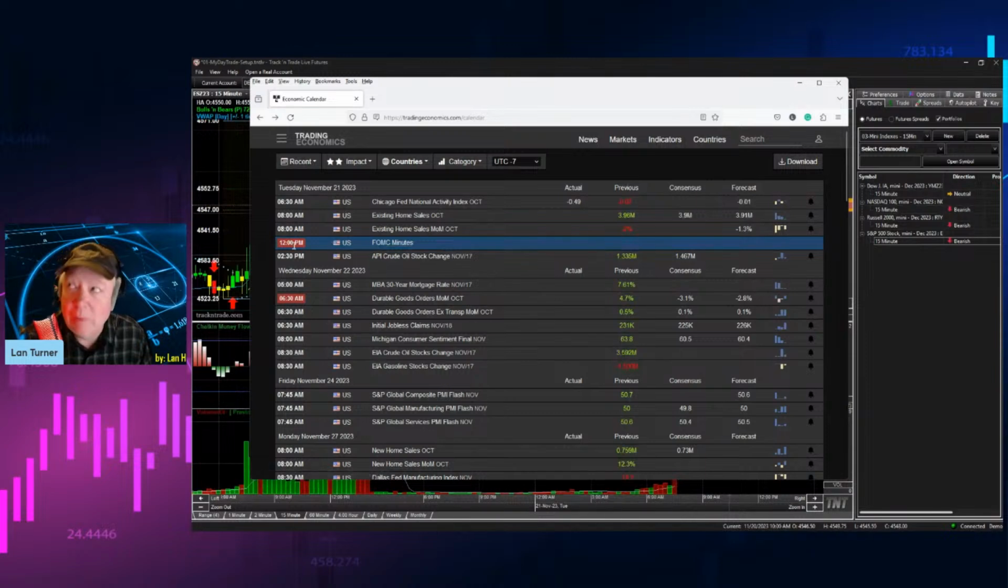FOMC minutes are coming in at 12 o'clock noon, and that's a red. So that's going to move the market. That's going to make the market jump and run. And so around 12 o'clock, we're going to want to watch that market.